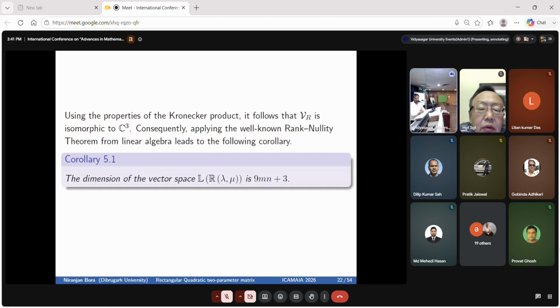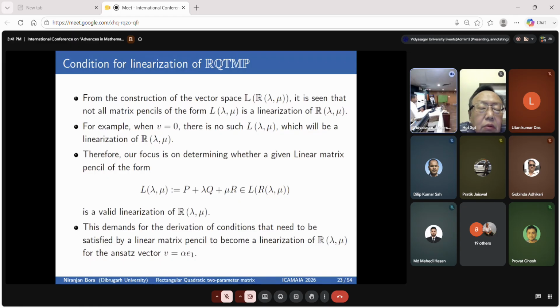Next, using this set BR, that is isometric to C to the power 3, and consequently applying this product 5.1, the dimension of the vector space is 9m3. So now the question is, under some class, the condition to be satisfied such that L is a special rectangular quadratic, it is seen not because of some condition, and therefore our focus is to determine whether L(lambda) is a valid linearization or not.